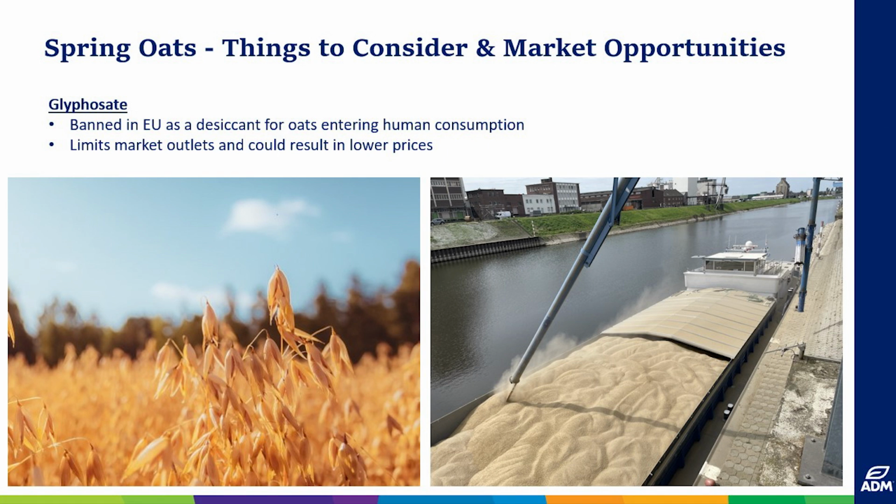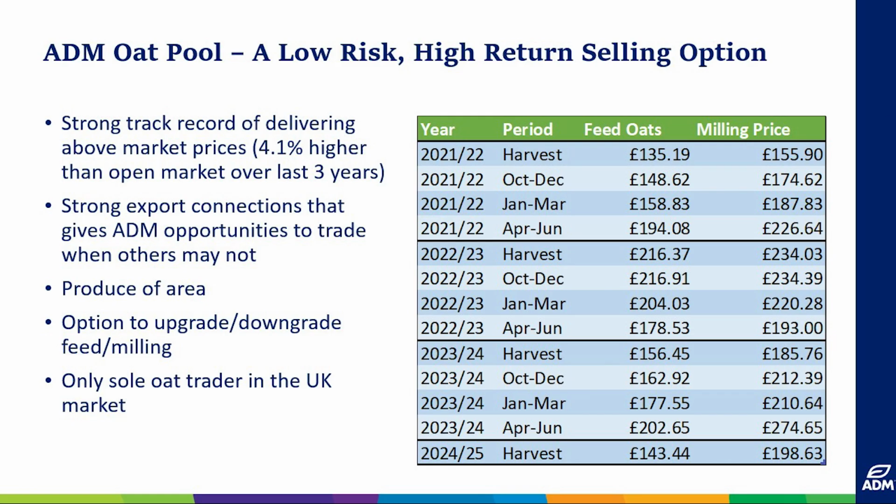Big topic at the moment, glyphosate applications. Glyphosate is something that was banned to be used as a desiccant of oats into the EU as of July of this year, and therefore the strong recommendation is that you do not apply glyphosate to your crops. If you do, it means that you are going to be relying on either merchants like ourselves accessing third country markets for exports, which is challenging given the competition, or we have to supply these oats into the EU-UK market. Therefore, by doing so, you are limiting your price potential and therefore potentially getting lower prices.